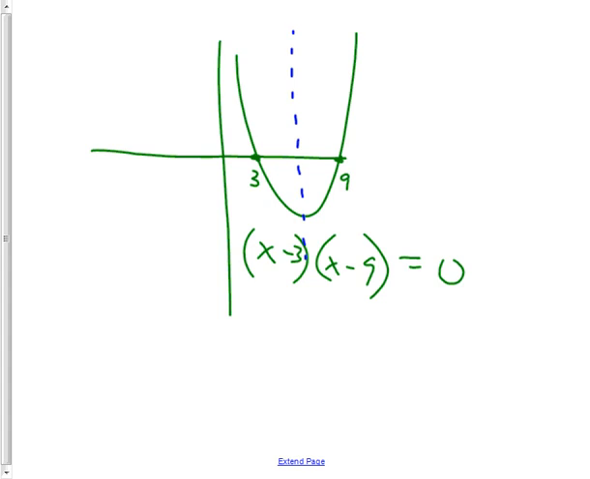If that's hard for you to do in your head, then you can take 3 and 9 and average them. What's 9 and 3 make total? 12 divided by 2 is 6. And 6 is the number that's exactly between those two. And now the axis of symmetry is not a 6. It's x equals 6. x equals 6 is a line that runs up and down. All right, yes?